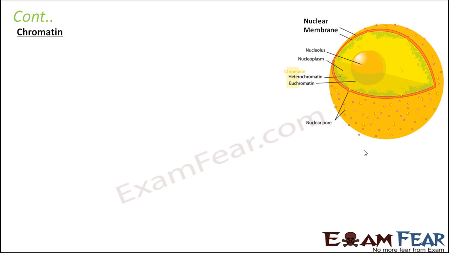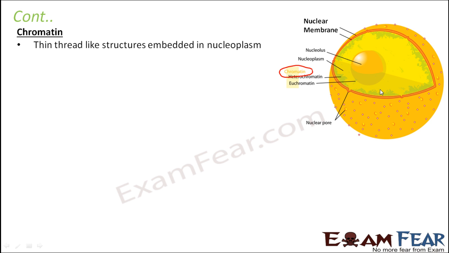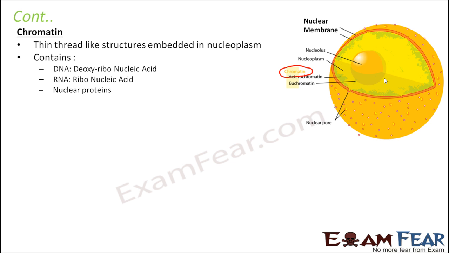Then the next part is the chromatin. Chromatins are thin thread-like structures which are embedded in the nucleoplasm. As you can see here, these green thread-like structures are the chromatin. Chromatin is again of two types: one is euchromatin and the other is heterochromatin. What is euchromatin? Euchromatin is the true chromatin. Eu means true. This chromatin contains genes which can make RNA.